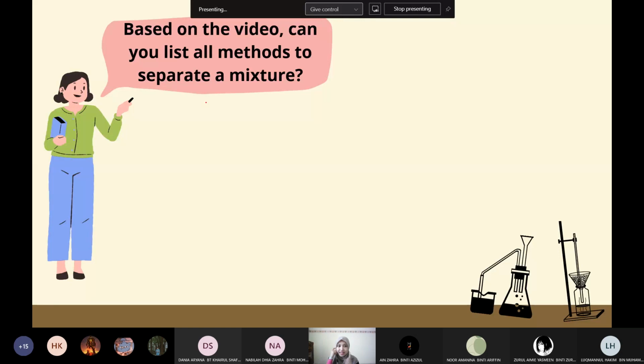Others want to try? There are more that Amanina did not mention. Can I try? Dania. The other two are distillation and flotation. Distillation and flotation, based on the video. I think in the video I only see distillation. Distillation only, are you sure? Evaporation. Yes, we also have evaporation. Okay, alright, good try everyone.